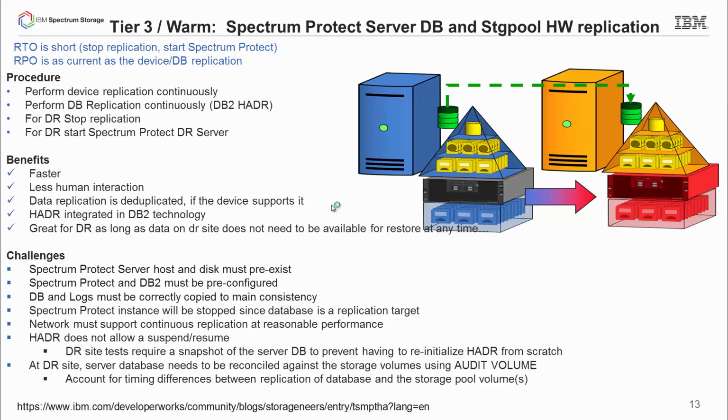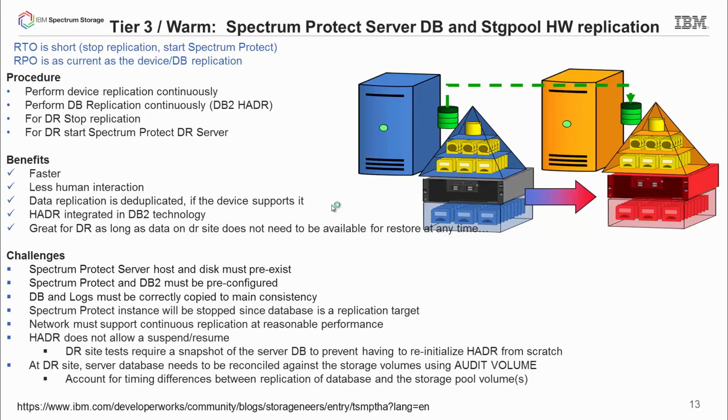The benefits of this is it's fast. It takes advantage of the built-in DB2 HADR. Your DR site is still going to be a warm site. It's not up and running until you have broken the replication and started the server at the DR site. Now, some of the challenge here is that at the DR site, your Spectrum Protect server and the disks must pre-exist. You do have to set up HADR, and the HADR itself does not allow a suspend and resume option.